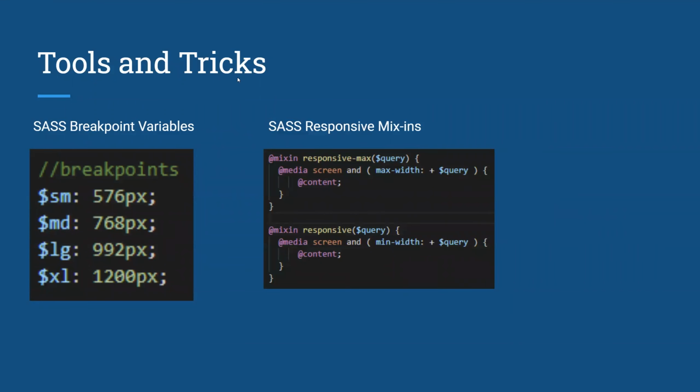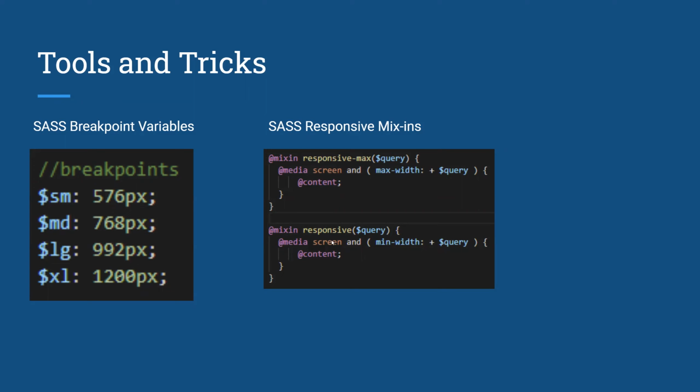Okay, so we'll just talk about a couple of quick little tools and tricks that I've found that make responsive layouts really easy. So the first is very simple. It's literally just defining your breakpoint variables in Sass. Typically these are the 4 that you'll use, and sometimes you'll really only need small, medium, large. And then on top of that, we have these Sass responsive mixins. I talked about mixins a little bit, but basically what it allows you to do is reuse behavior across many different classes that you define.